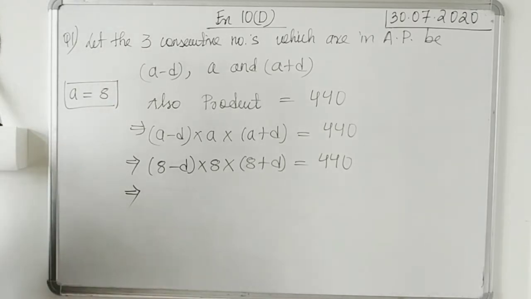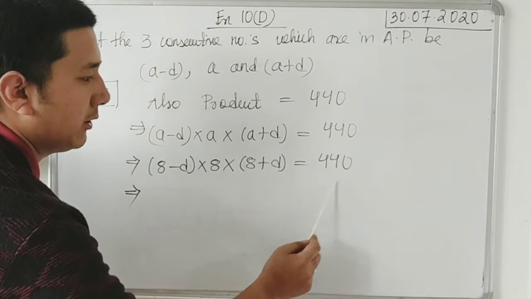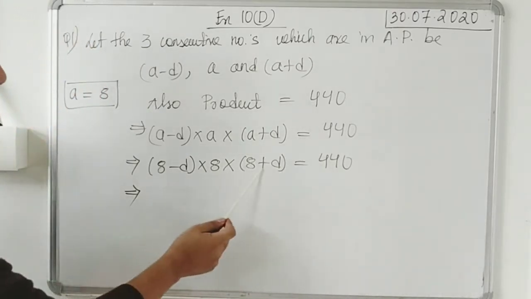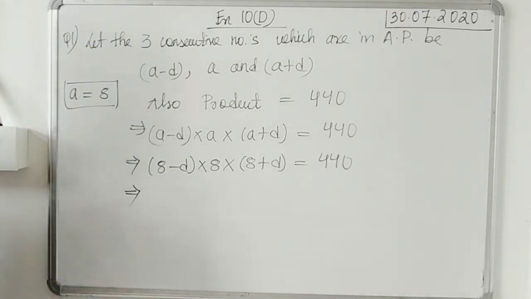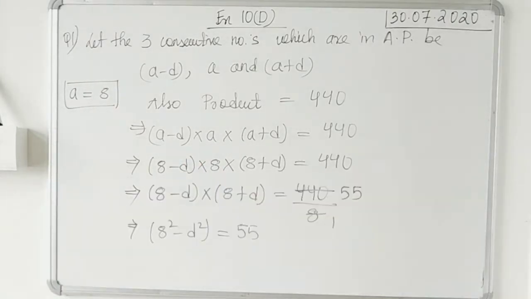Now what will I do from here? We will find the value for D. This 8 goes out here in the denominator and gets cancelled out. This is in the formula of A plus B into A minus B. So we'll simplify and then I'll explain, okay? Pause the video, note it down. I hope you people are clear till here.